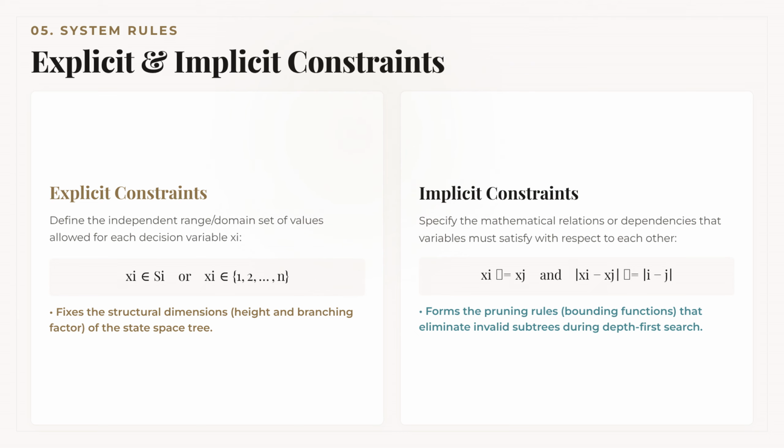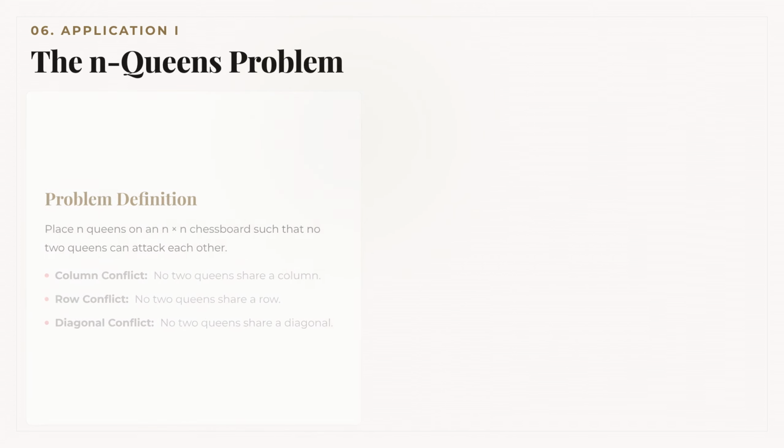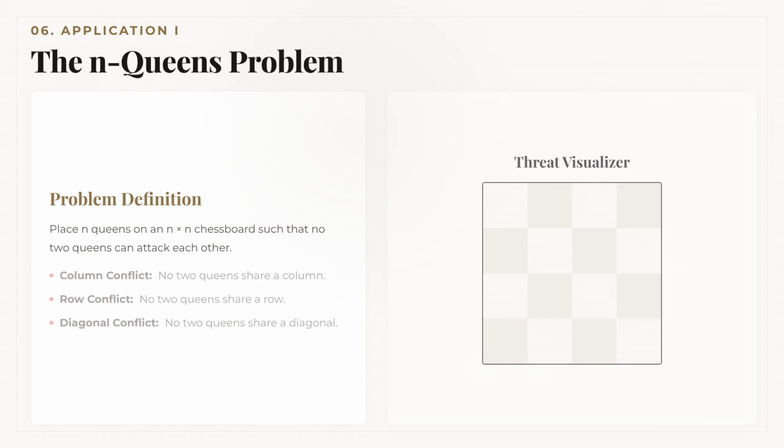Now, let us study the first and most famous application of backtracking: the n-queens problem. The n-queens problem is a classic puzzle.